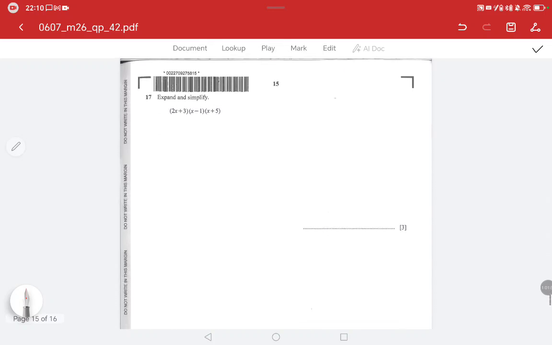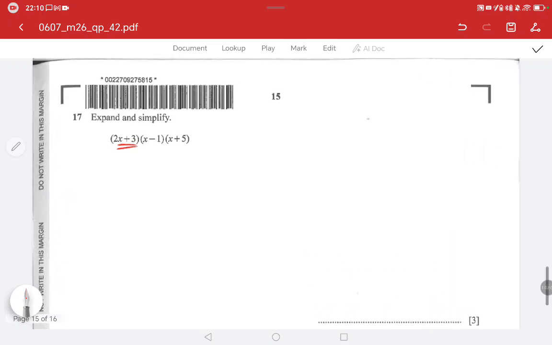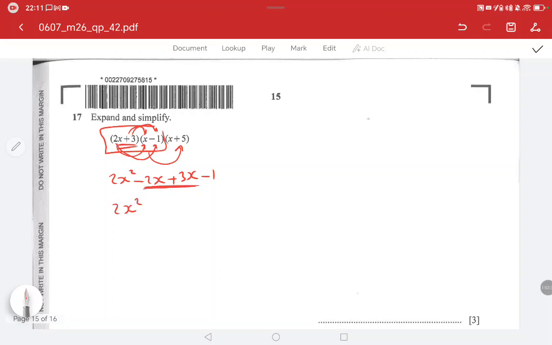Next one, expand. In expansion, this is a popular question in exams. You have to expand 2 brackets and then multiply the answer by the third one. So if I start with this one, 2x times x is 2x squared. 2x times minus 1 is minus 2x. 3 times x is 3x. 3 times minus 1 is minus 3. Collecting like terms, 2x squared plus x minus 3.